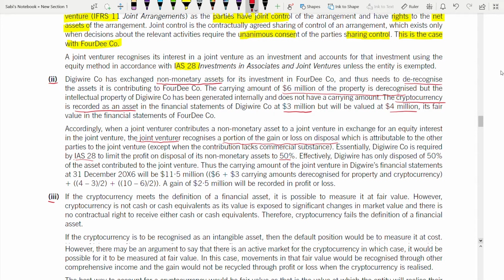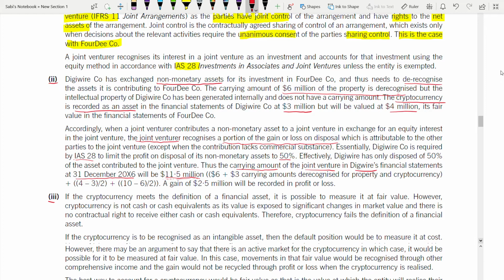Thus, the carrying amount of the joint venture in DGY's financial statements. What is the carrying amount of the joint venture in DGY's financial statements at the date? Write the date also. Write whose financial statement it is. In this case, it is DGY's financial statements. It will be 11.5 million. How does that 11.5 million come?